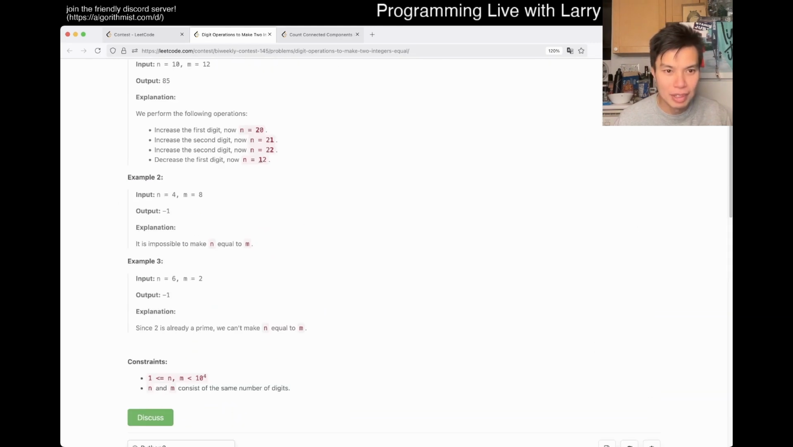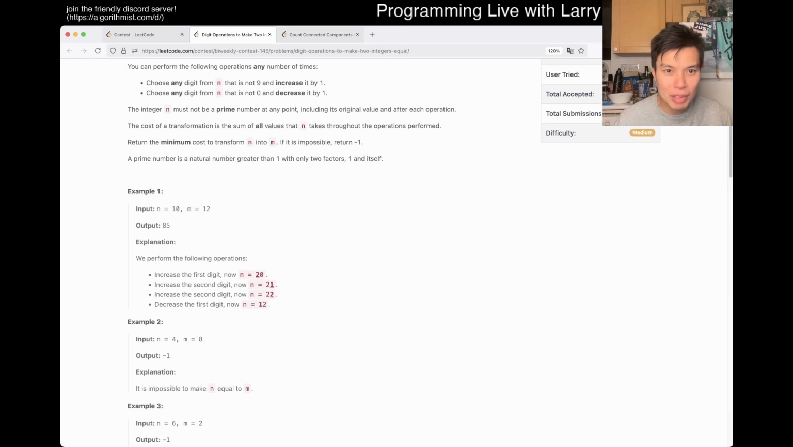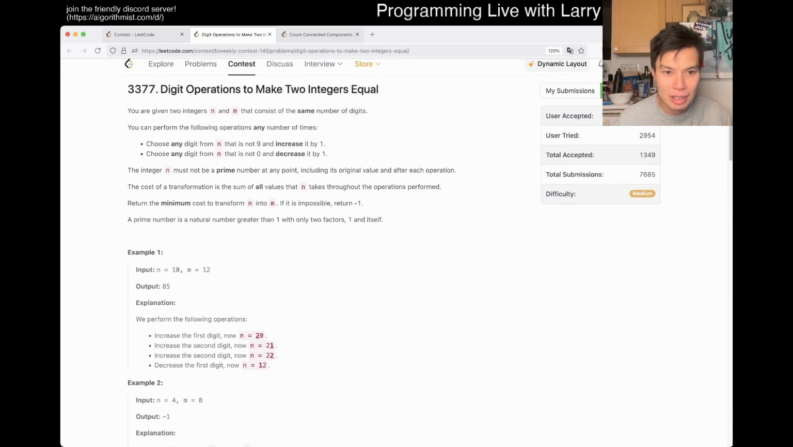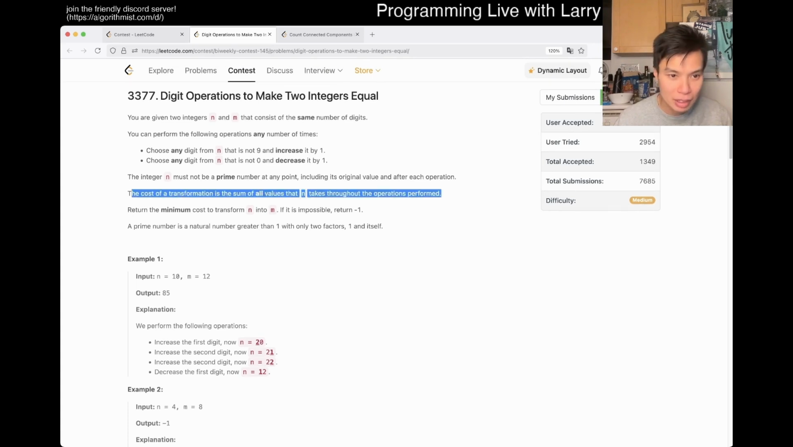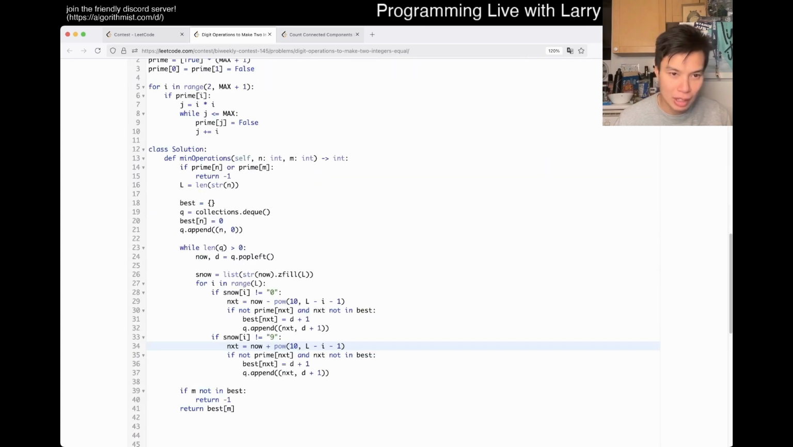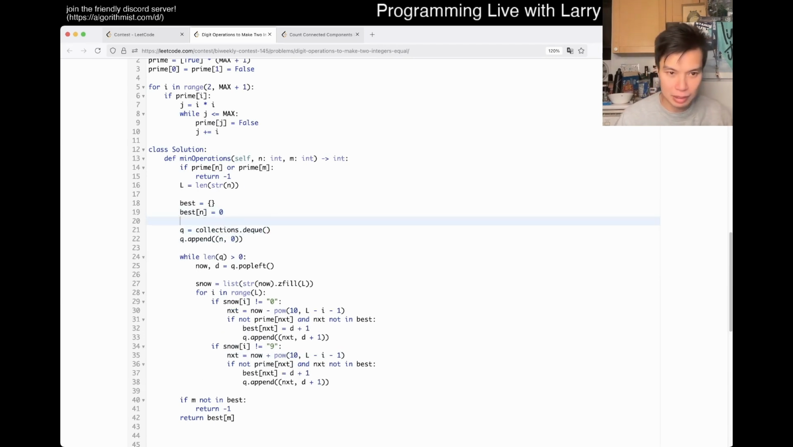Wait, what am I supposed to return? The minimum cost. What is the cost? The sum of all values that... Oh, so I misread this. I thought it was a BFS. That's not right. I mean, that's just Dijkstra, so it's not that much harder, but we have to write it quite a bit differently. Well, maybe not that differently.